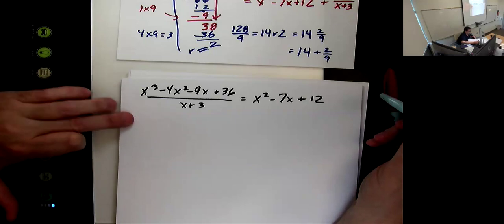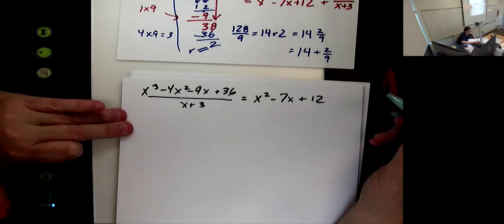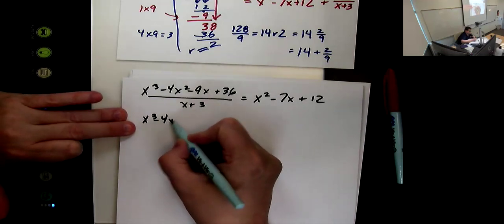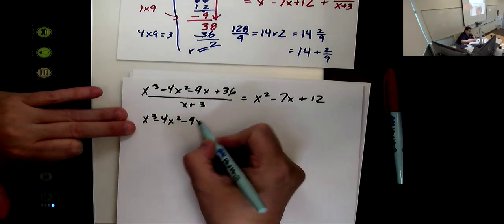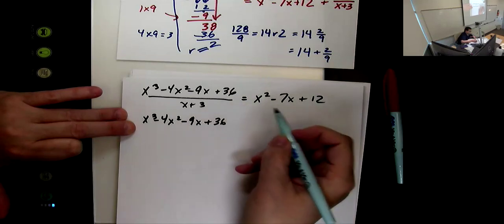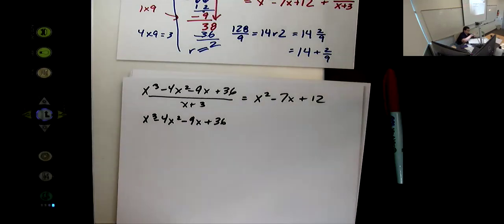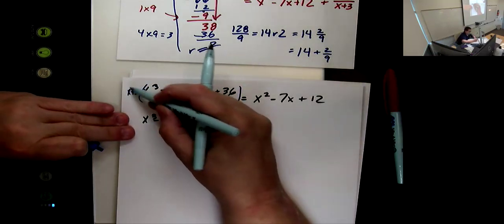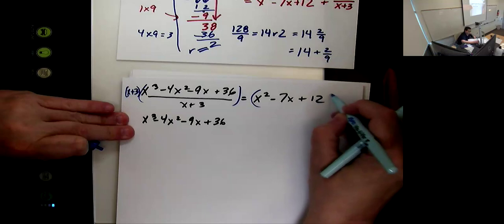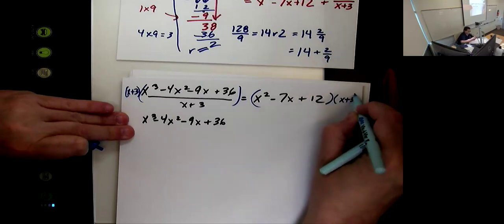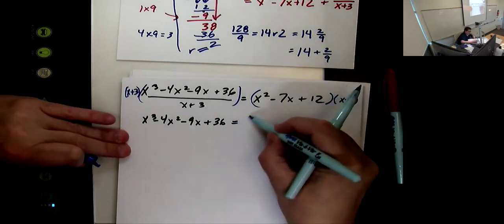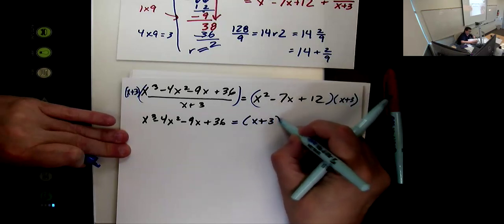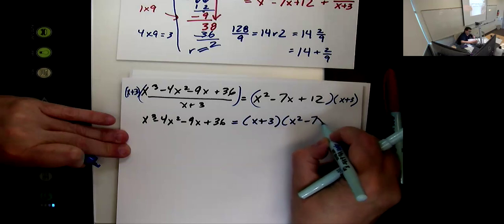What happens if I clear fractions? What happens to the x plus 3 on the left side? I'm going to multiply by x plus 3 on both sides. I am not going to distribute. This is going to equal, I'm going to put the x plus 3 first, and then x squared minus 7x plus 12.